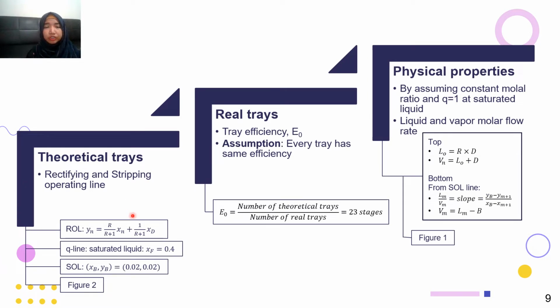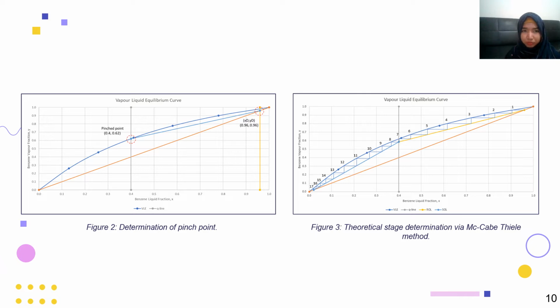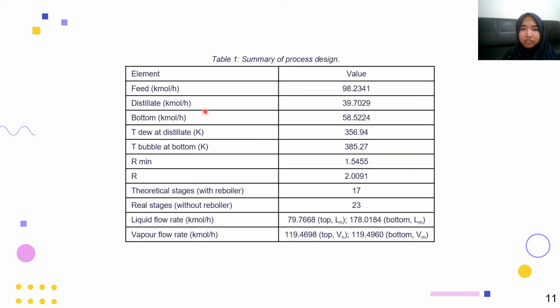Then we'll proceed with theoretical trays by constructing ROL, Q-line, SOL, and it can be referred in figure 2, and then proceed with real trays by assuming every tray having the same efficiency, and lastly for physical properties by assuming constant molar ratio, the top and bottom liquid and vapor molar flow rates can be determined. And these are the figures as mentioned before. And these are the summaries of the process design calculations.